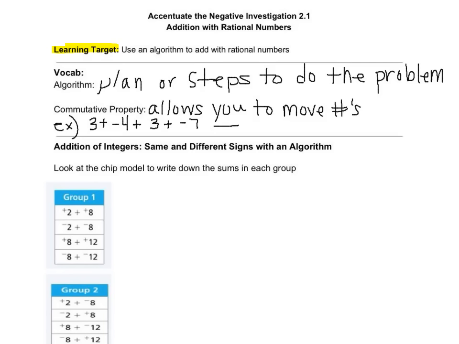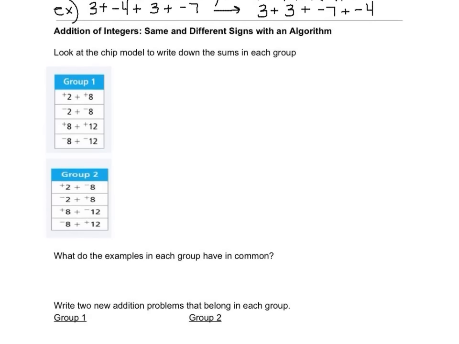So I could rewrite that by putting the positive numbers together, 3 plus 3, and then putting the negative numbers together. Sometimes it's helpful if we can group numbers that are similar or have the same sign. The same thing actually happens with multiplication, that you can rearrange the order of the numbers, and sometimes that can make the addition or the multiplication a little bit easier.